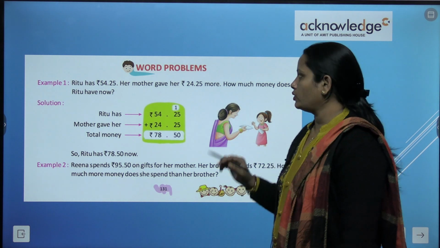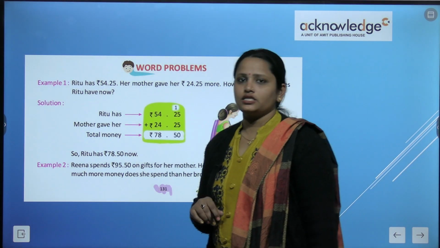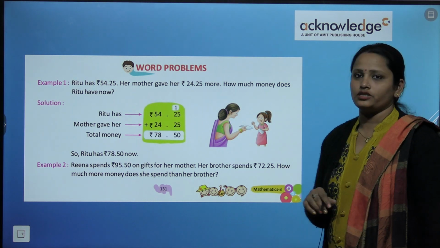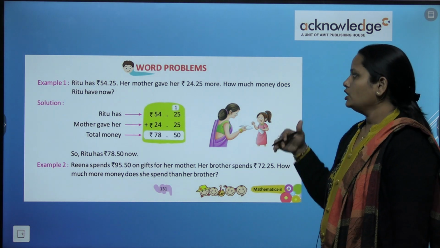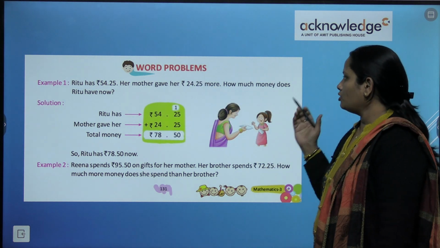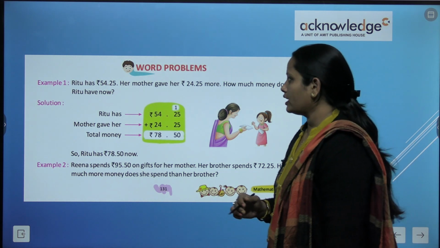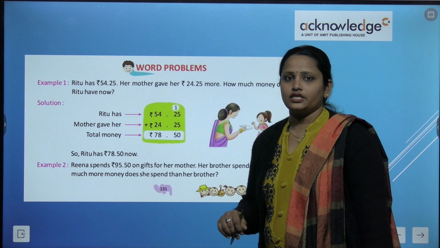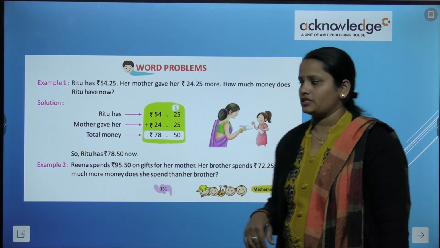Now let's move on to the word problems. Ritu has 54 rupees and 25 paisa. Her mother gave her 24 rupees and 25 more. तो रितु के पास इतने पैसे पहले से थे, बट उसकी मम्मी ने और पैसे दे दिए. How much money does she have now? तो हम क्या करेंगे, मनी ऐड हो जाएगा, बढ़ जाएगा, so we have to add it. So on adding we get 78 rupees and 50 paisa.